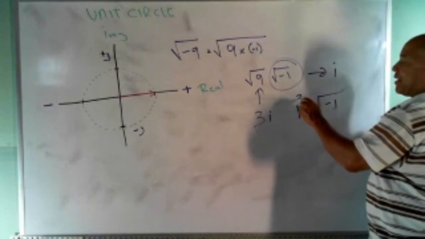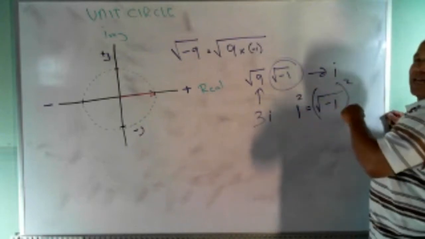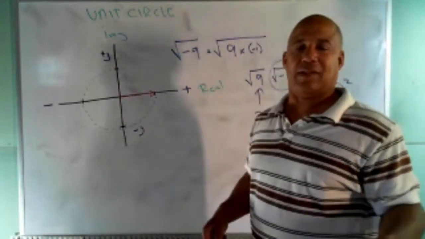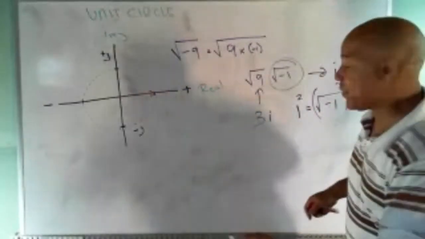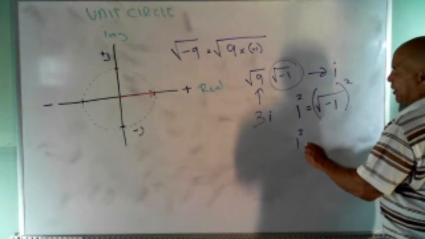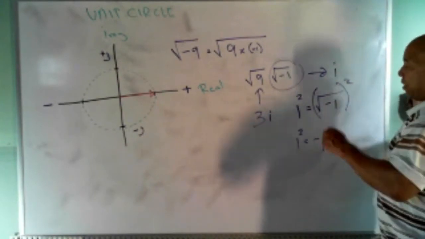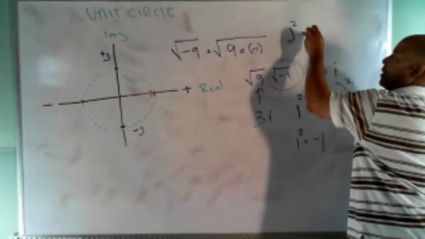Well, if I square this, then that's like squaring this. If I square a square root, that undoes the square root. It will undo the square root. So I squared is equal to minus 1, right? Well, remember, we're using J. So for us, J squared is equal to minus 1.